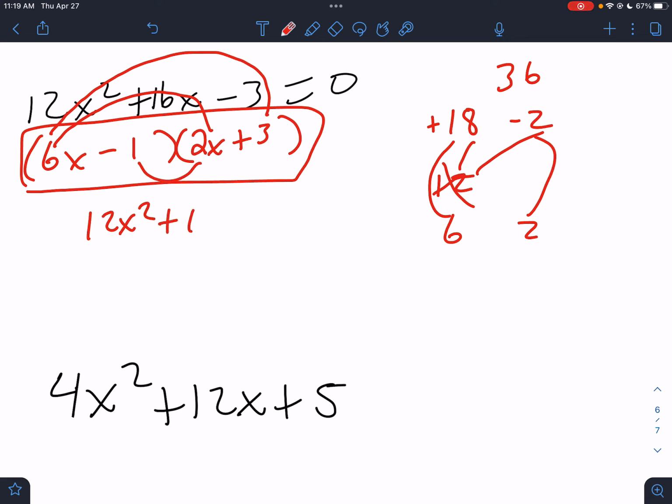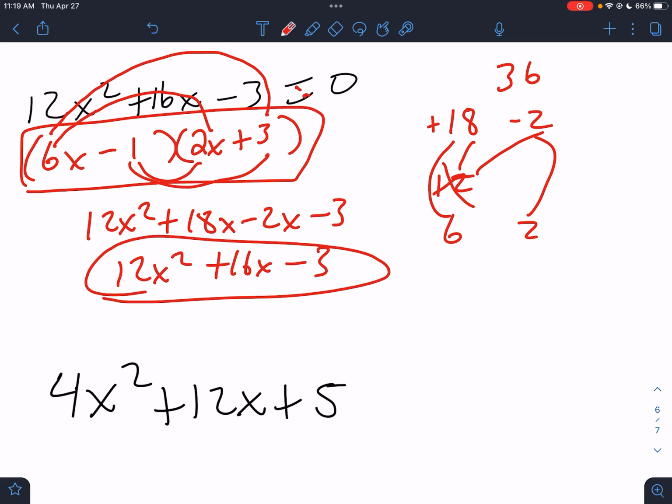12x squared. I'm going to show you one more time. And then I get a minus 3 to finish. Well, 12x squared, this gets me plus 16x minus 3. That was the goal. That's where we started. So that's why you have to do that, guys.